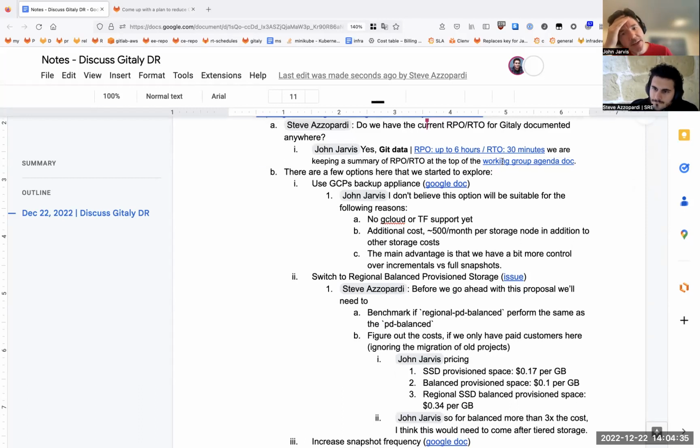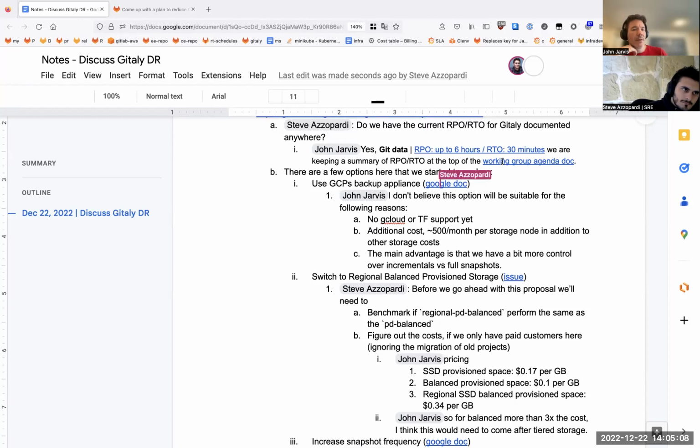So we have the GCP backup appliance. This is a relatively new feature that GCP offers. It's an agent that's installed on each server, and a backup appliance that Google runs on your behalf. Like I said, it's fairly new. I had a discussion with Google about this, an asynchronous discussion through a Google Doc, to answer some questions. At this time, I don't think it's going to be suitable.